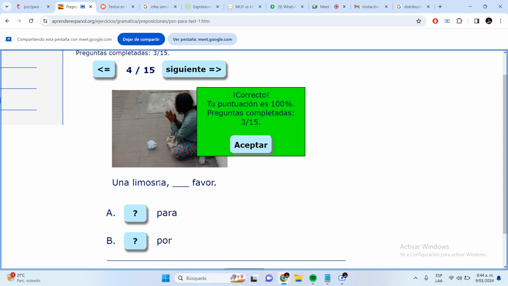Como 90 mil pesos. Una limosna, por favor. What is that? Una limosna is like when you're walking and there's someone, like homeless people, asking for money. So limosna is that money. Oh, por favor.